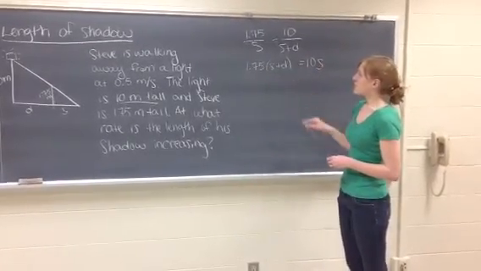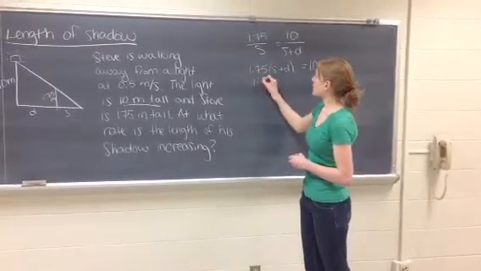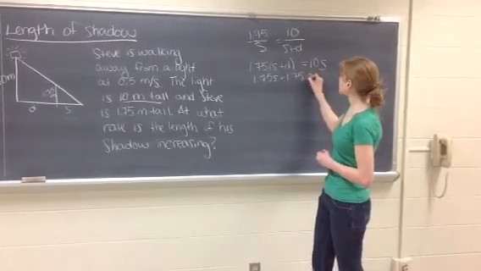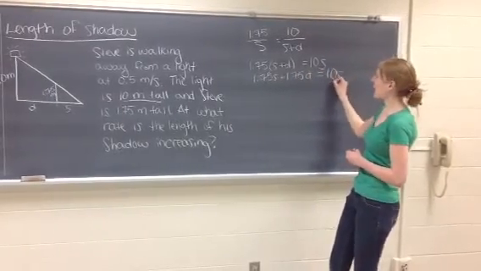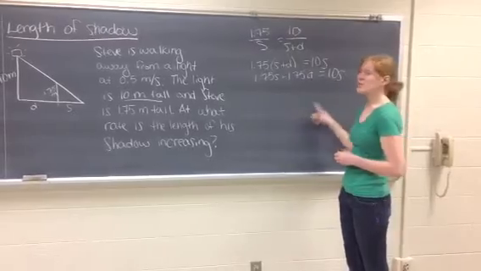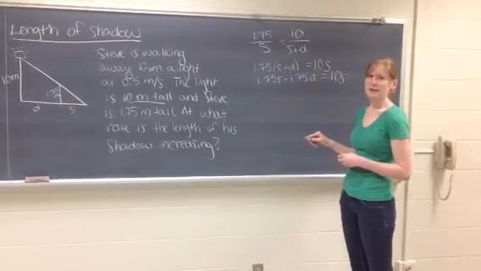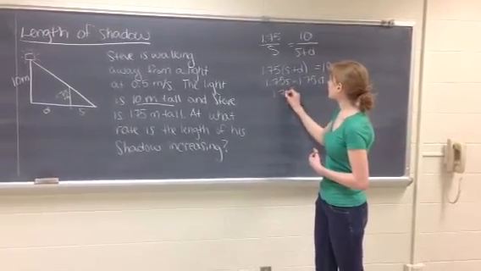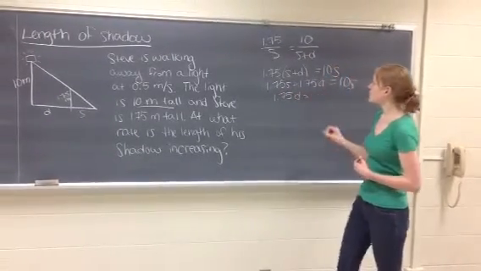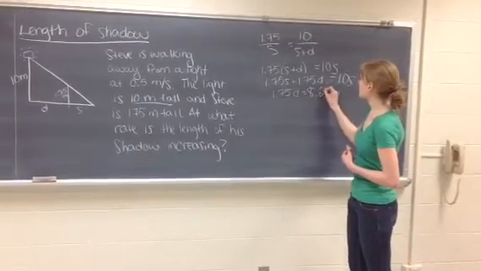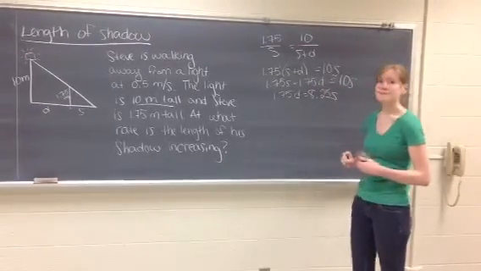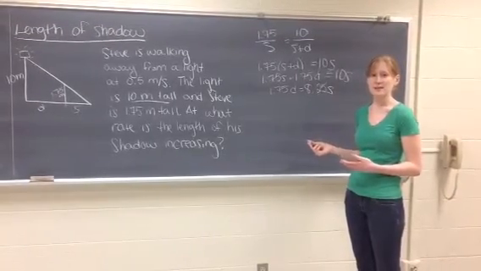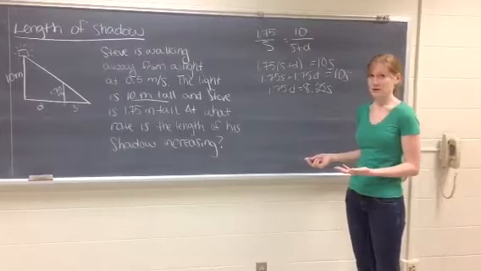We can distribute the 1.75 through, and we get 1.75S plus 1.75D is going to equal 10S. And then let's just subtract that 1.75S over to the other side, so we have all of our variables together. Then we'll be left with 1.75D is equal to 8.25S. Awesome. Now that we have that equation, we're ready to differentiate implicitly to find the rates that we're looking for.